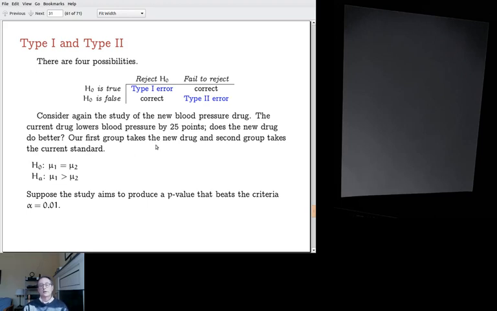Suppose you think about a study of a new blood pressure drug, and the current drug lowers blood pressure by 25 points. Does the new drug do better? Our first group takes the new drug, and the second group takes the current standard. We might want to choose alpha equals 0.1 for our criteria. We will only say reject H naught if we have a p-value of less than 0.1.